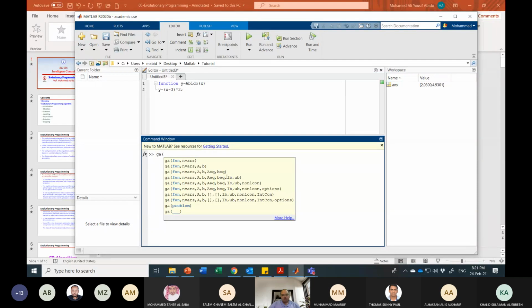If you want to limit your search, this is the lower bound, and this is the upper bound of the variable. So you can limit your search to lower limit and upper limit, as we will see. Of course, you can enjoy the others later. So let us start with a very simple one.